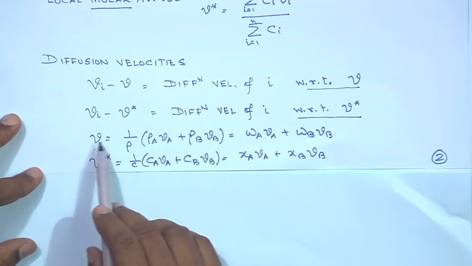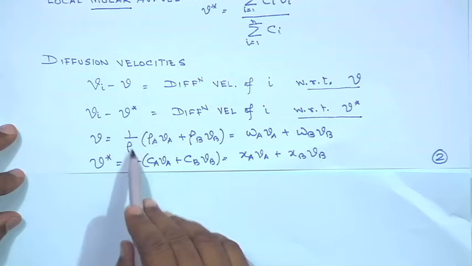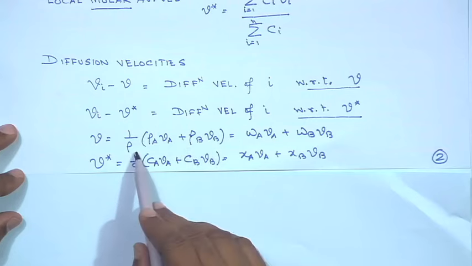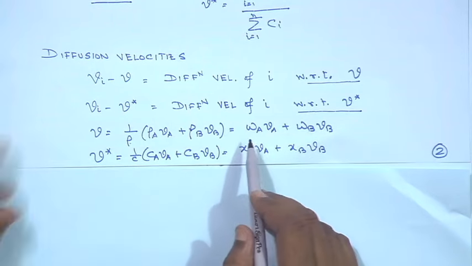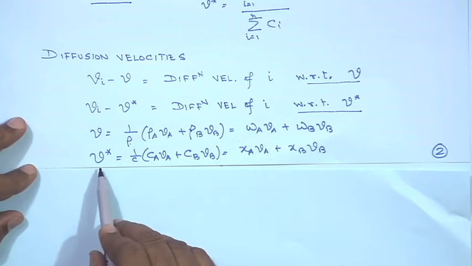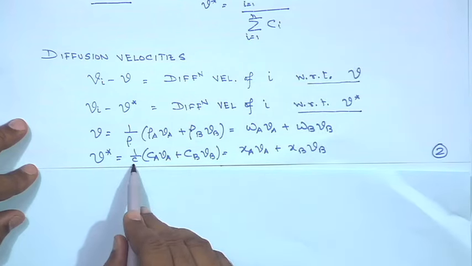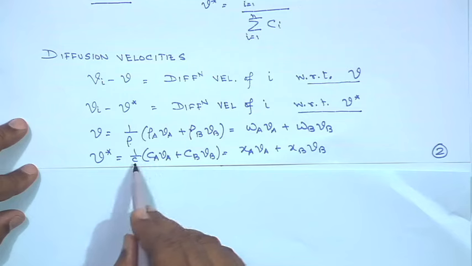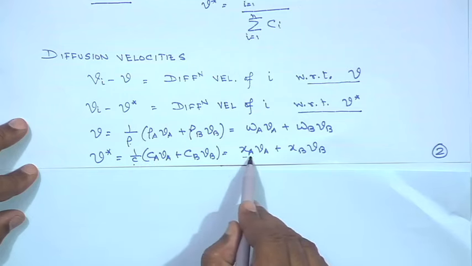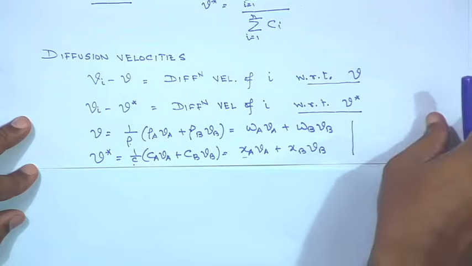And this velocity, if you expand it, it is simply going to be 1 by rho times rho A v A plus rho B v B, in which if you take the ratio of rho A by rho, it is simply going to be the weight fraction of component A. And similarly v star, which is the local molar average velocity, if you expand this, it is simply going to be 1 by total concentration, then molar concentration of A, molar concentration of B, and the velocities of A and B, and C A by C is nothing but the mole fraction of component A and mole fraction of component B. So, these two relations directly follow from the definition of the mass average velocity or the molar average velocity.